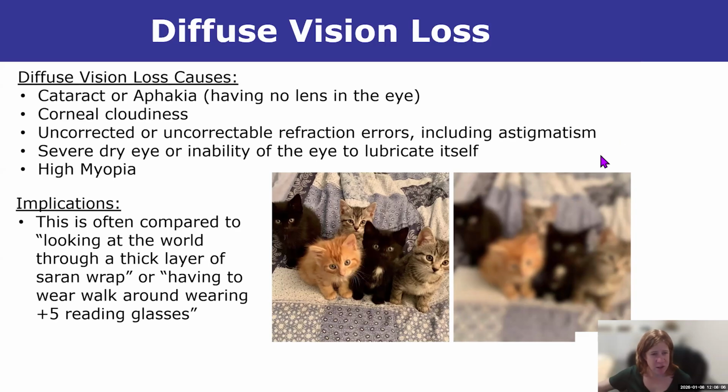So a diffuse loss, you have cataracts, aphakia, or somebody with no lenses. You have people that have bad correction, high myopia. These kinds of things can cause extreme blurriness, like you're looking through saran wrap or wax paper. That's one type of loss, diffuse loss.